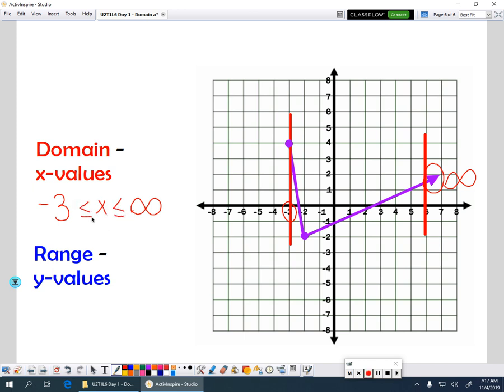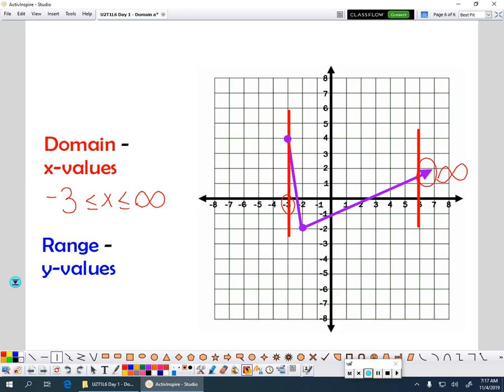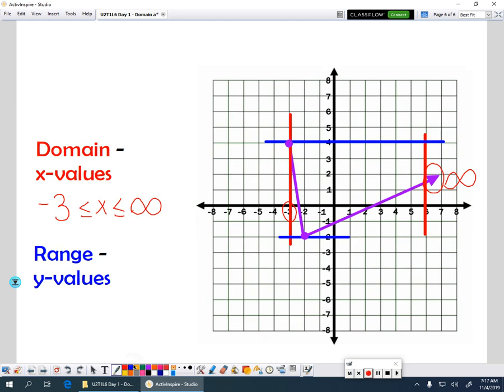Now let's take a minute and look at range. Range on this one is tricky because we have a couple different points. We have this point here, this point here, and this point here. But what do you notice about this arrow right here? If I were to continue this arrow, eventually it's going to keep going, and it's actually going to break through the line that we have here.